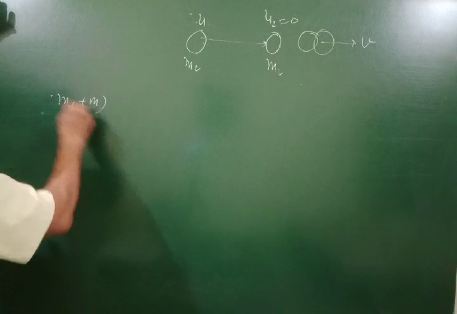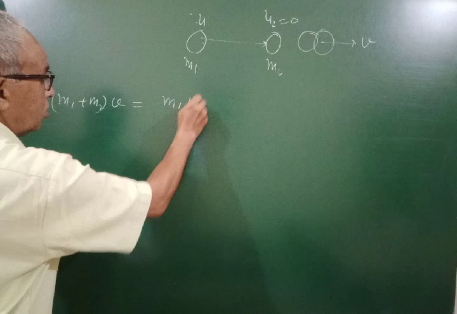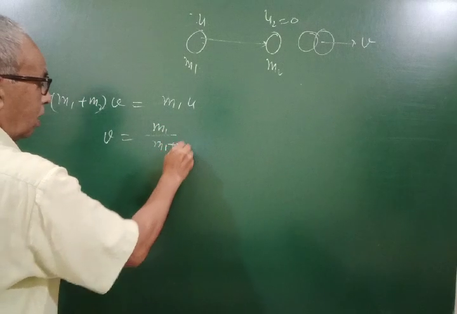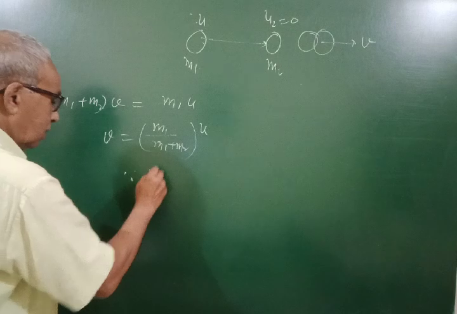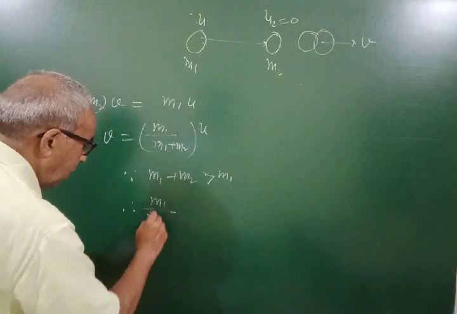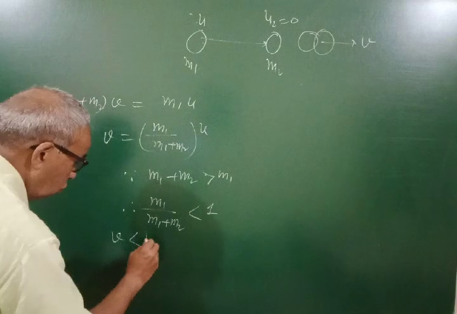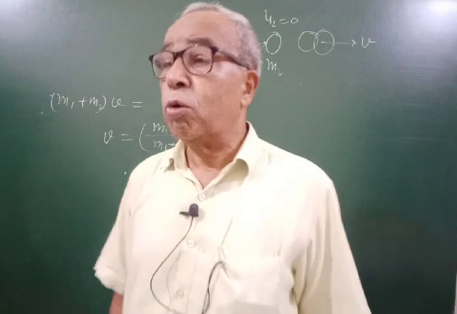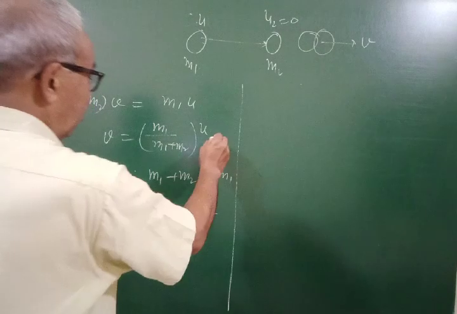So m1 plus m2 into v is equal to m1 into u only. So v is equal to m1 upon m1 plus m2 into u. So naturally m1 plus m2 is more than m1. So m1 upon m1 plus m2 is less than 1, and hence v is less than u. This is one thing. Now again, compare the ratio of kinetic energy after collision and before collision.